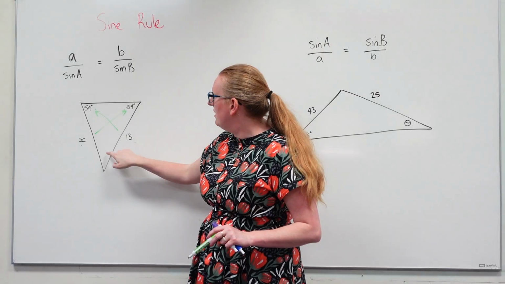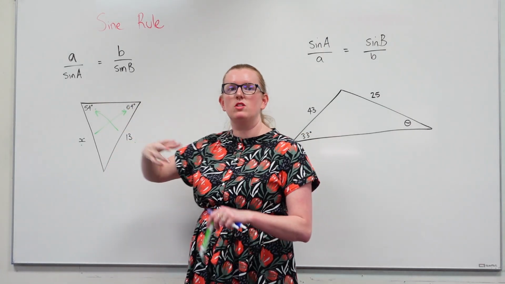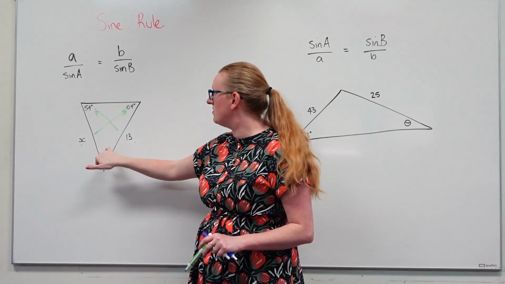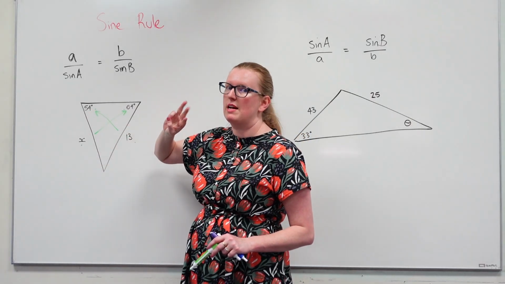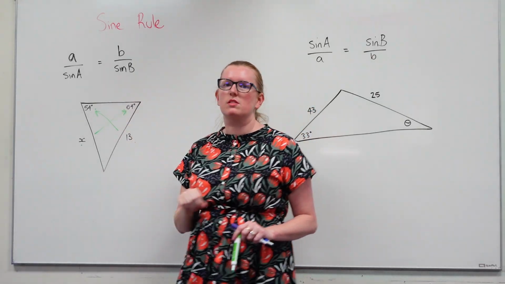If I had a side up here and I had a missing angle down here, I'd have to do some other calculations to find the size of the angle, because obviously the three angles add up to 180. But anyway, that's not what we're talking about right now. We are talking about how we use the sine rule.